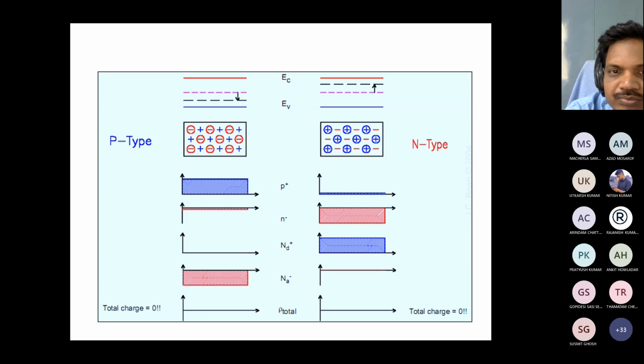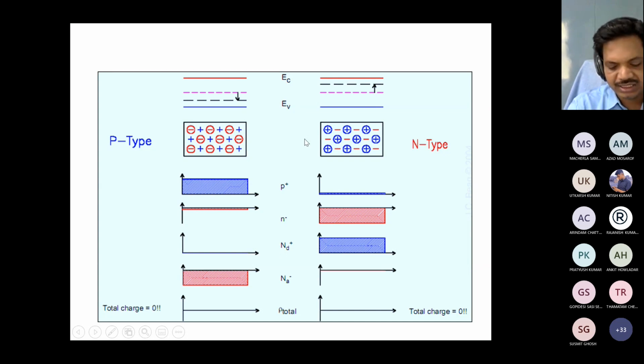Let me first show you the band diagram and the charge distribution in the bulk semiconductor that I already told you. From this picture it will be more clear how the different charges are distributed, that is the free charge carriers as well as the immobile charges, and also the charge neutrality formula that I told you, how the charge neutrality is maintained.